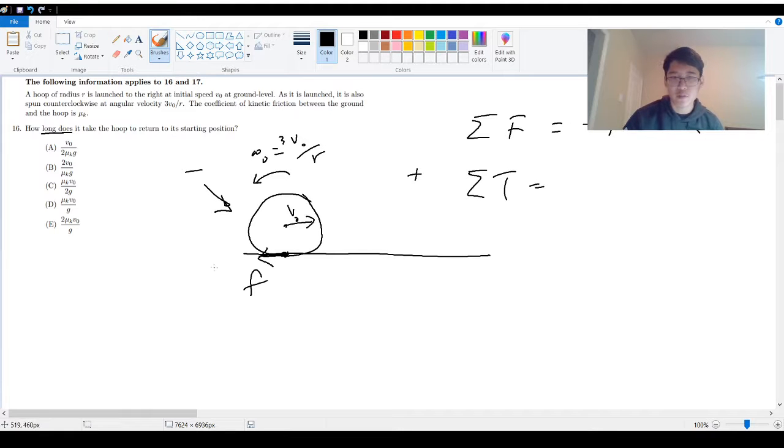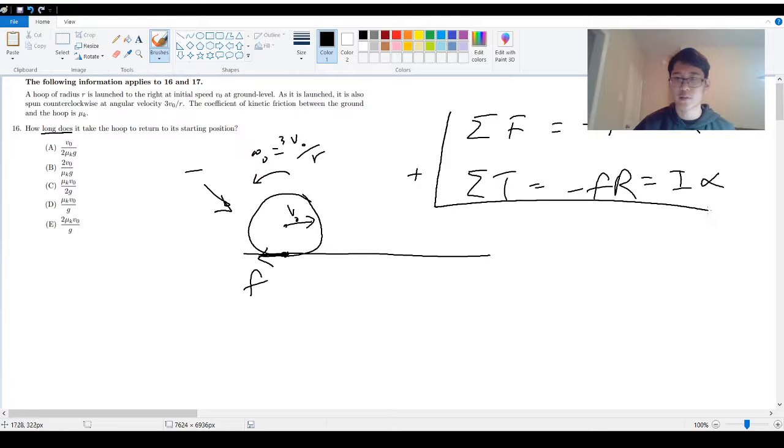The torque is also going to be force times the radius of the circle. We'll call it negative, because the force is opposing the direction of the initial torque, or the initial rotational motion, since this is going clockwise and the initial spin is counterclockwise. That's equal to I alpha. Okay.